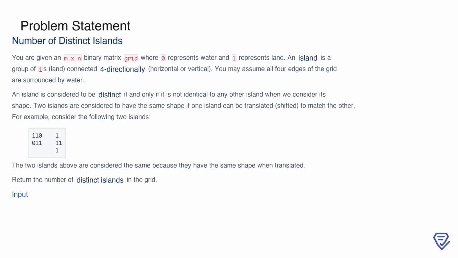Now, the task is to find the number of distinct islands in the grid. Two islands are considered distinct if their shapes are not identical when you translate or shift one to match the other. For example, consider two islands represented in the given diagrams. Although they are positioned differently in the grid, their shapes are identical when translated, so they are not considered distinct. Your goal is to return the total number of islands that have unique shapes.